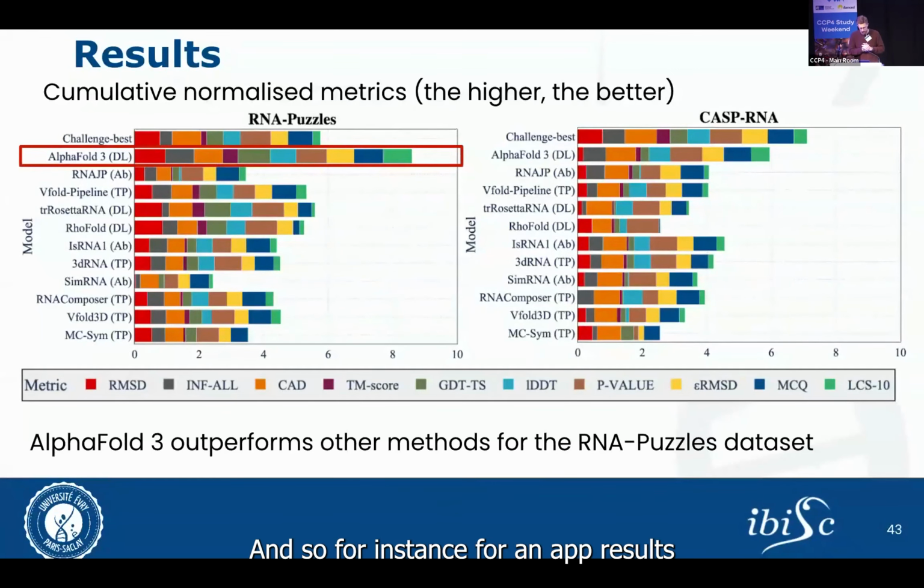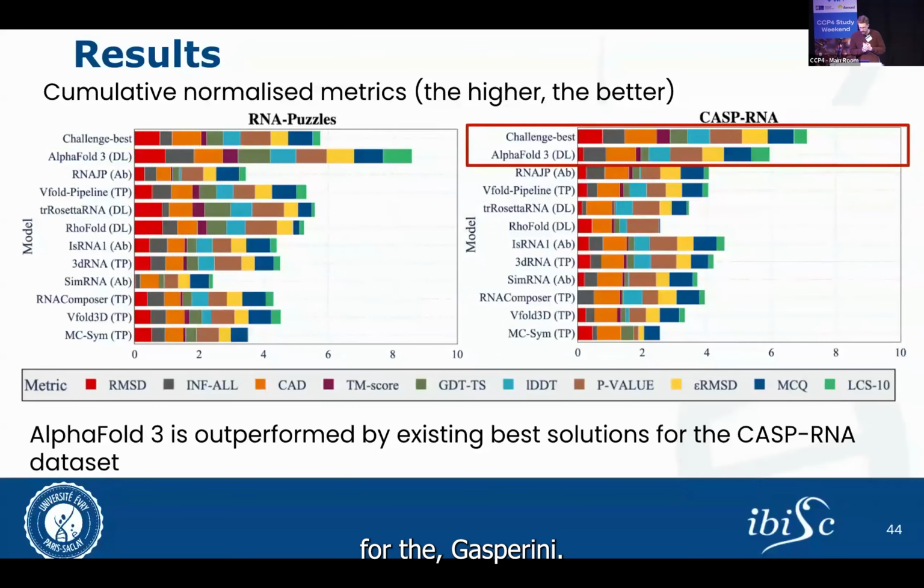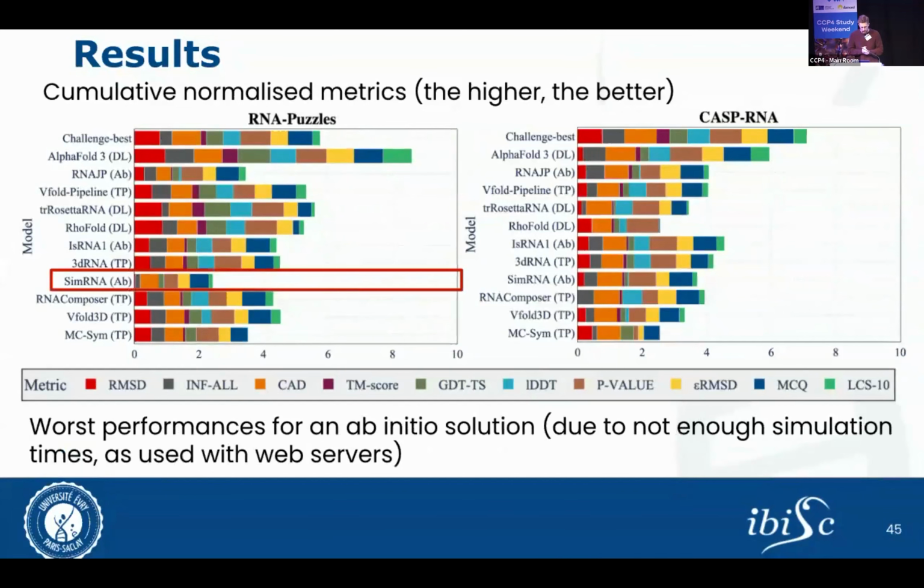For instance, for RNA Puzzles, we can see that it is AlphaFold 3 that outperforms the other methods, which might be biased because we have all the methods for this challenge. For CASP RNA, as was mentioned in the paper, AlphaFold 3 is not the best method, but instead more human-guided methods. And for RNA Puzzles, SimRNA, which is an ab initio solution, has the worst performance, but this might be due to the limits of ab initio methods, which need enough simulation time, as we used this as a web server.